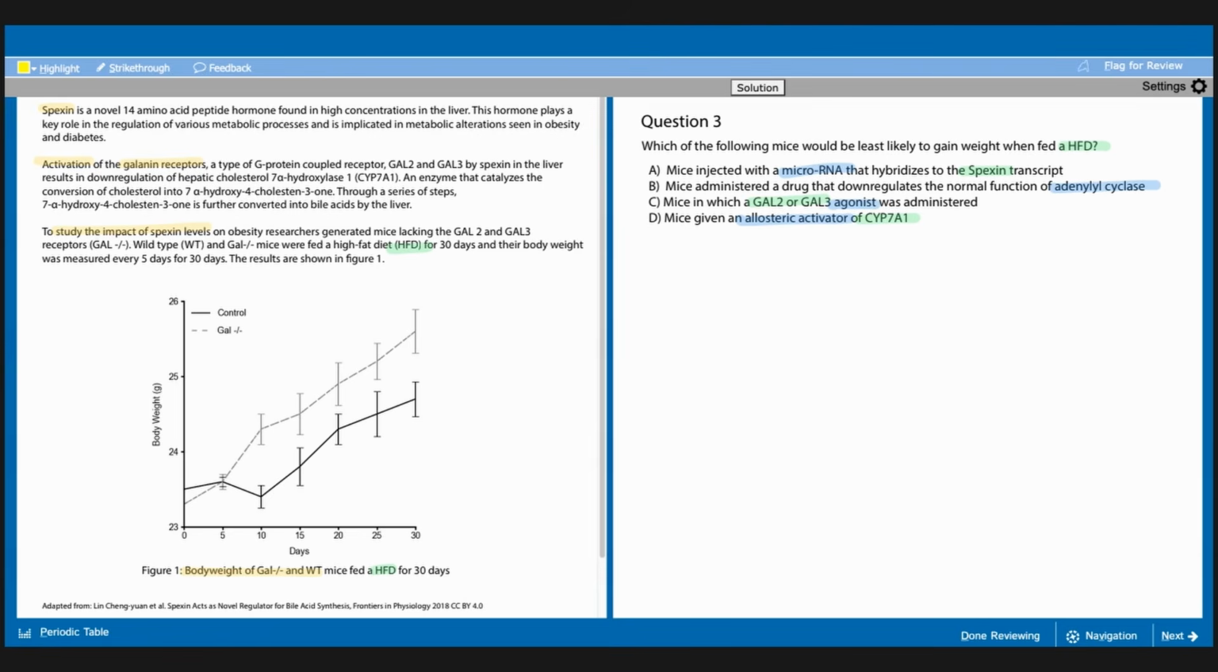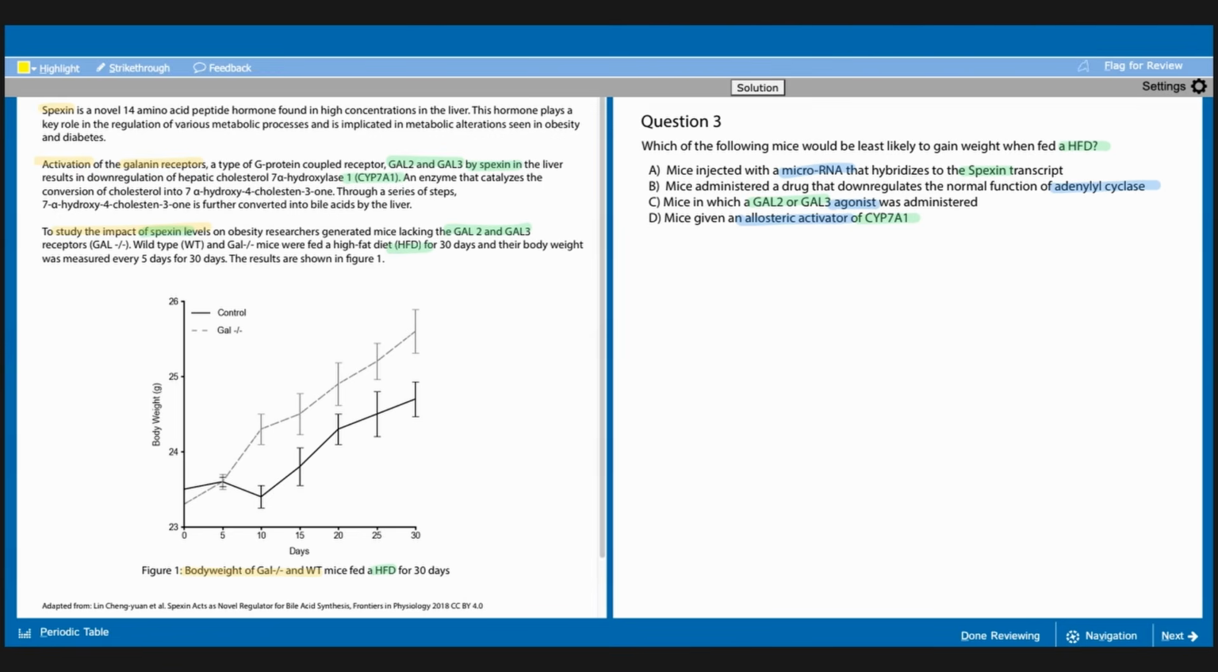Now let's look for the remainder of our keywords. That would be spexin, gal-2, gal-3, CYP7A1, and in this case, they're going to show up both in the methods and the pathway section. Since our keywords show up in a lot of areas in this particular passage, we need to think about what is the core of this particular question before we just go and grab information. So let's go ahead and reread it again and hone in on what is actually important and what can wait.